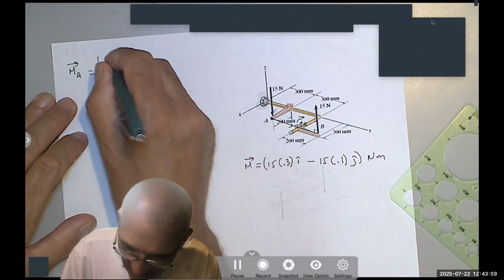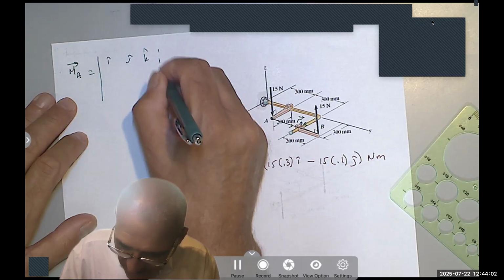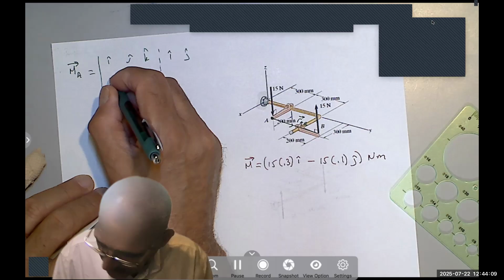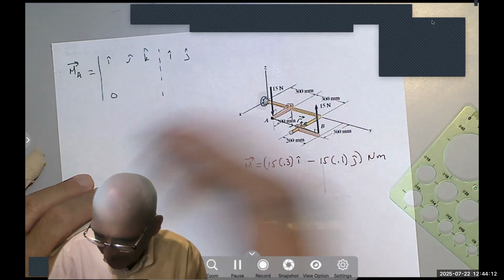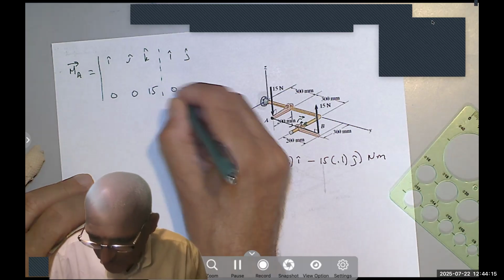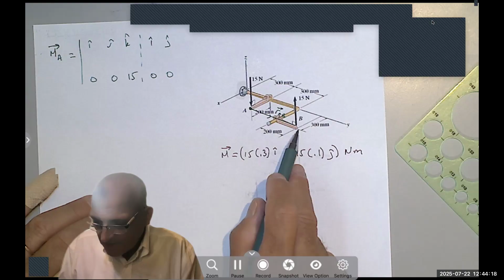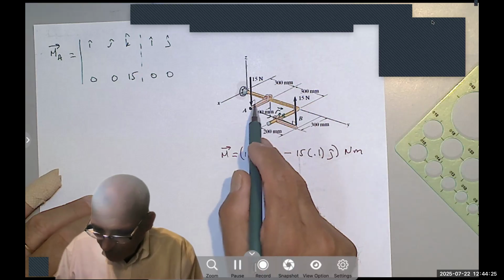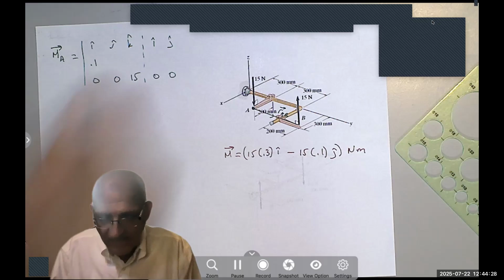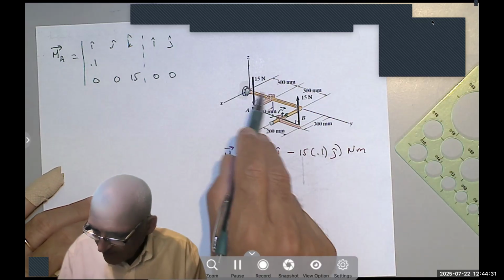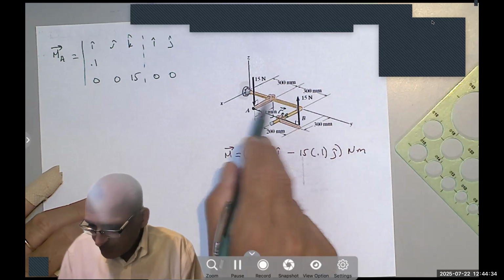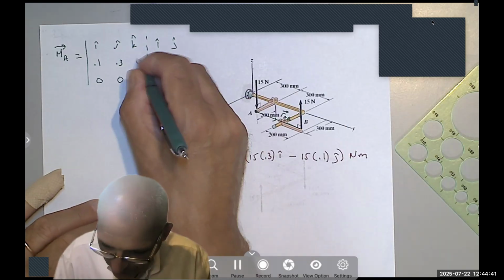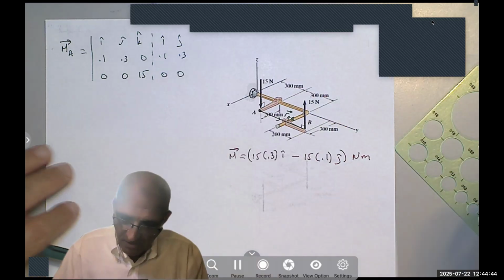So, i, j, k. The force is 15k, right? I'm sorry, the R first. I'm going to write the force. I prefer to write the force first. And then going from A to B, I'm going to move. This is 200 and this is 300. So I'm going to move 100 along the x, 0.1 meter along the x. I'm going to move from 300 to 600, meaning I'm going to move 300 along the y. But I'm not moving in the z at all. So 0, 0.1, 0.3.